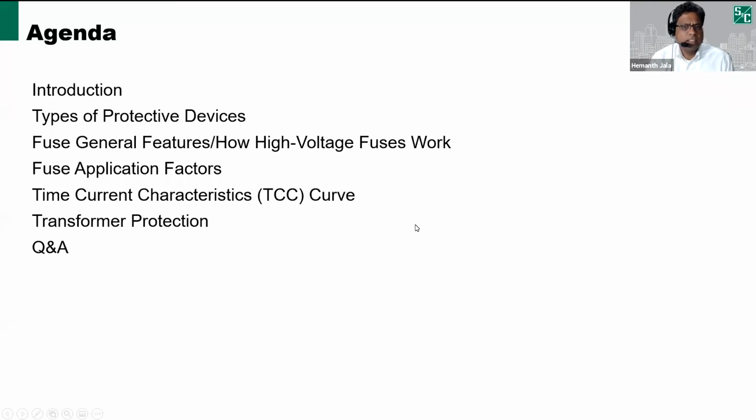This is a quick agenda overview of what we're going to cover today. We're going to have a quick introduction of overcurrent protection and coordination. And we'll take a quick look at the different types of protective devices that you come across. And we'll dive a little bit deeper into fuse general features, how actual fuses work. And then we'll take a look at the fuse application factors, and we'll also touch a tad bit on the time current curve, TCCs, and we'll tie that into a transformer protection example and see how all the application factors come into play in protecting a transformer. And then we'll open up the floor for questions.